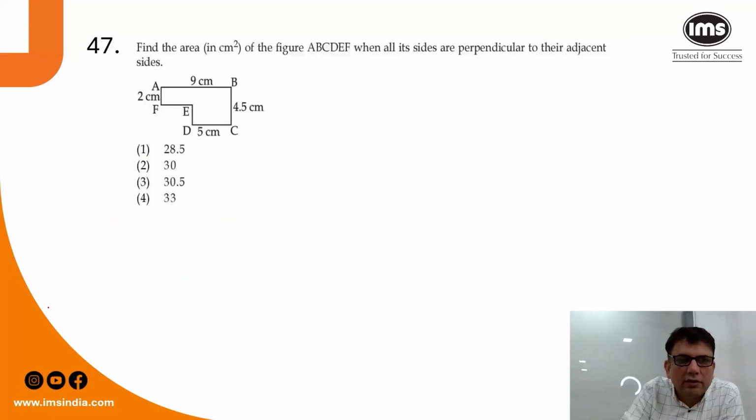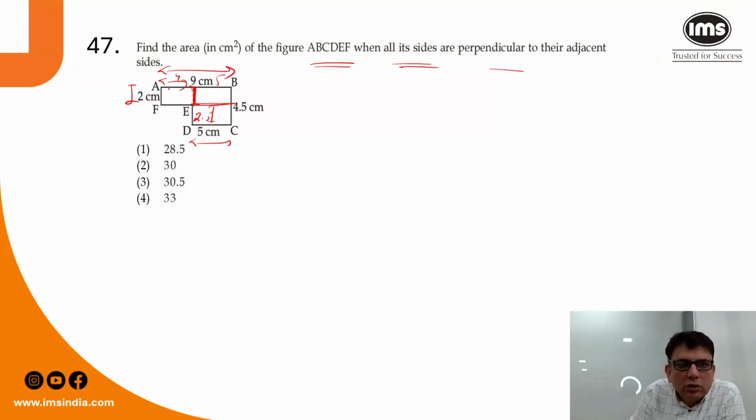Chaliye, question number 47. Find the area in centimeter square of the figure ABCDEF, and all its sides are perpendicular to the sides. So one way is joining these 2 points. Let me draw. Let me draw a perpendicular from E on AB and from E on BC. So this total is 2. This part will be 4.5 minus 2, 2.5. This complete is 9. This is 5. This will be 4.